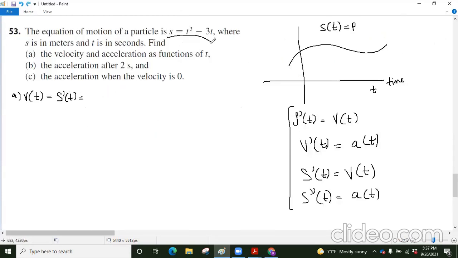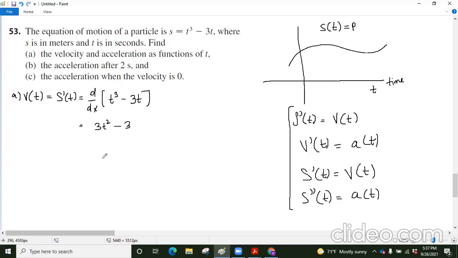So what we'll do in this case is we'll say that v of t equals s prime of t, and s prime of t will equal the derivative of t cubed minus 3t. The derivative of t cubed is 3t squared. Again, bring that down, decrement the exponent, minus 3.